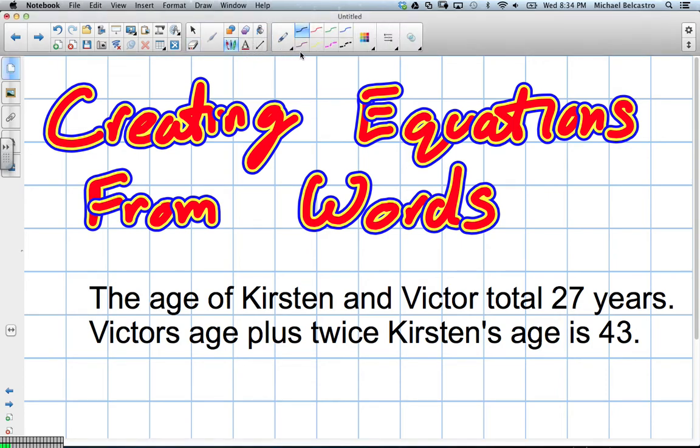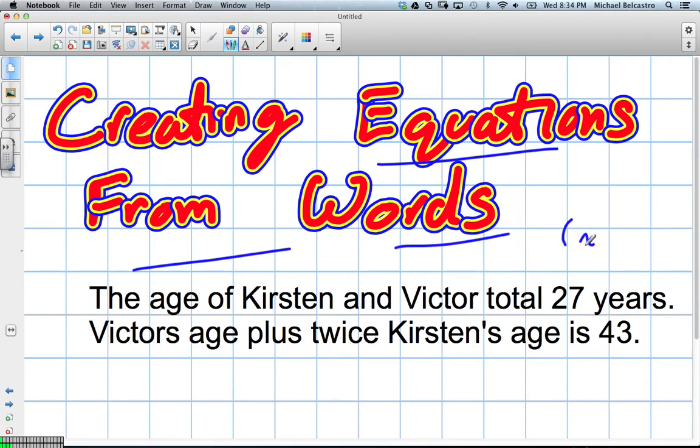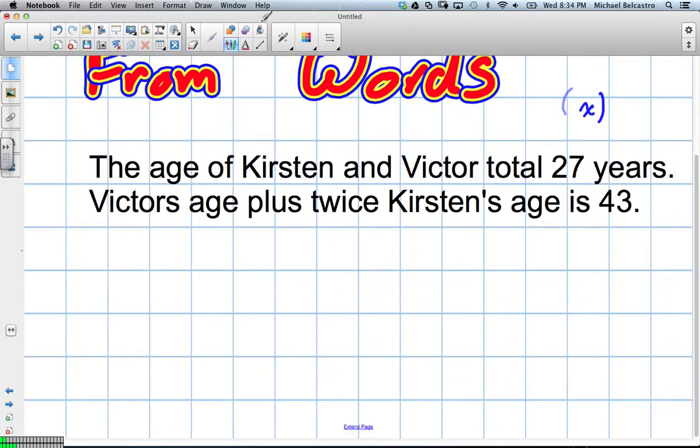Okay, so we're, again, creating equations from words. Now, they want you to do this with one variable, which can be kind of confusing. So we'll do it with one, and then I'll do it with two, which I think will be a little more self-explanatory. They've given us essentially this information here, and it's a tough question.